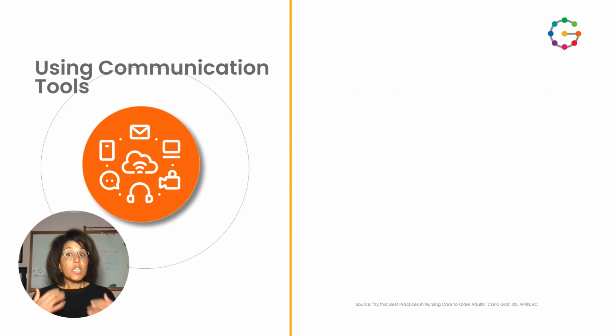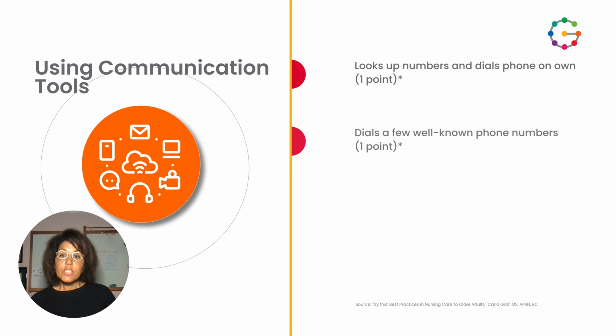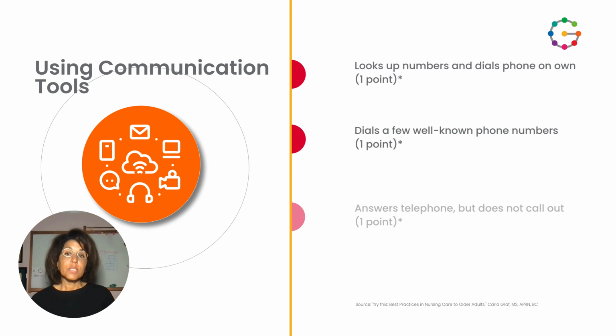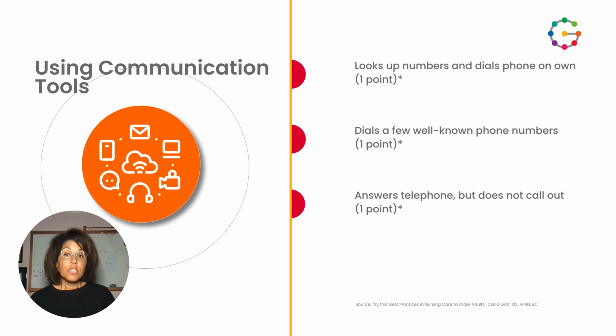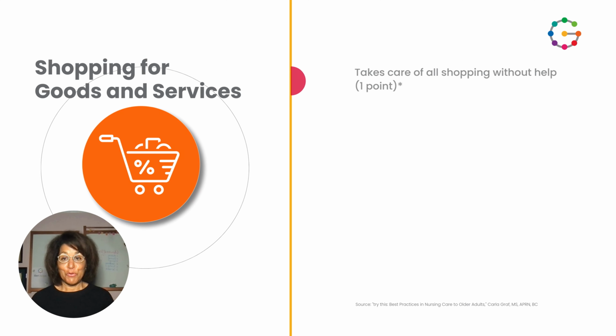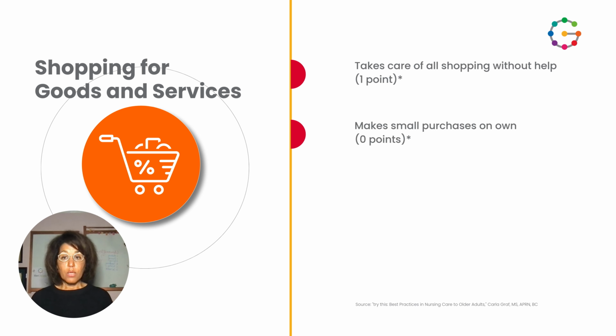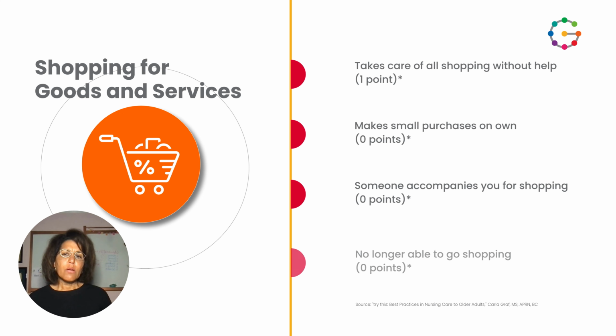First up is using communication tools. As you'll see here, the questions tend to focus on using the telephone, but you might also think about how well a loved one uses email if that's something they've done in the past. Shopping is more than going to the grocery store. It might include the home improvement store or online shopping. As you evaluate these questions, think about all their different types of shopping experiences and how well they perform in each.